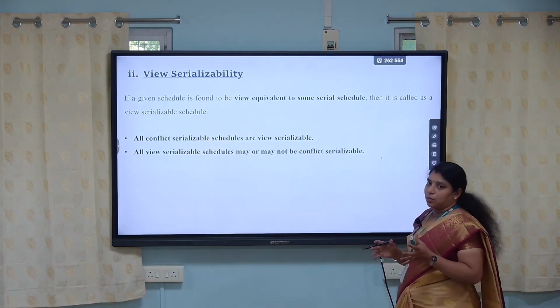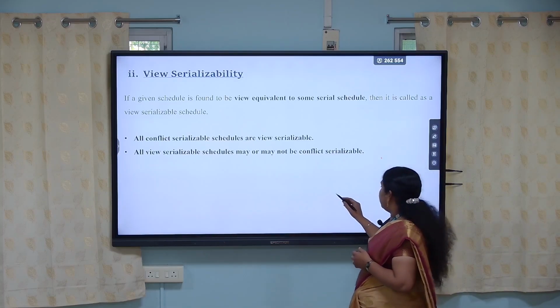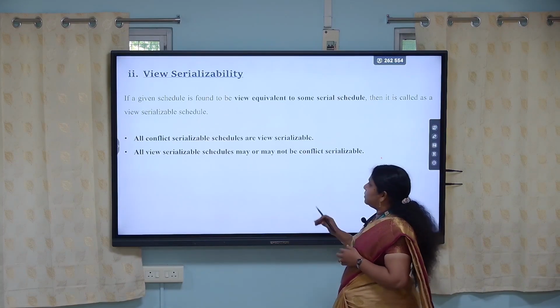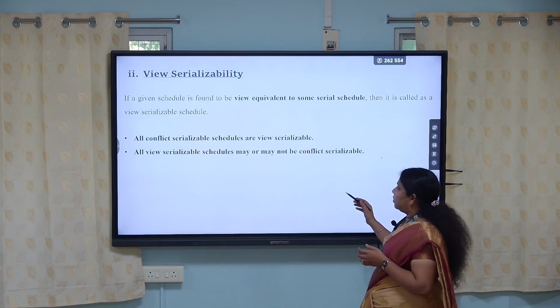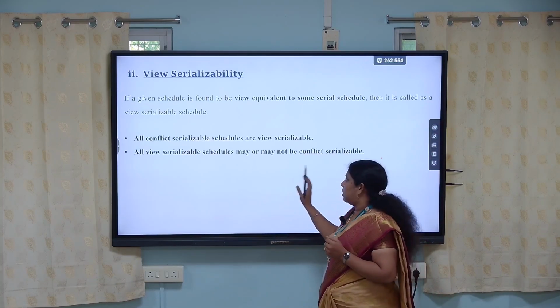The next topic is view serializability. As we all know, conflict serializable schedules are always view serializable, but not all view serializable schedules are conflict serializable.